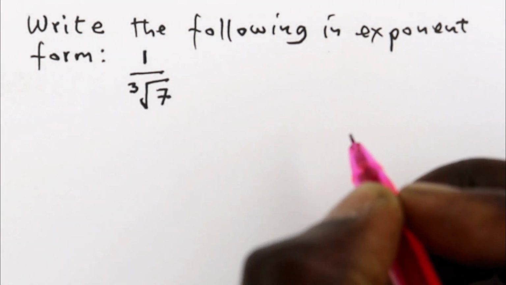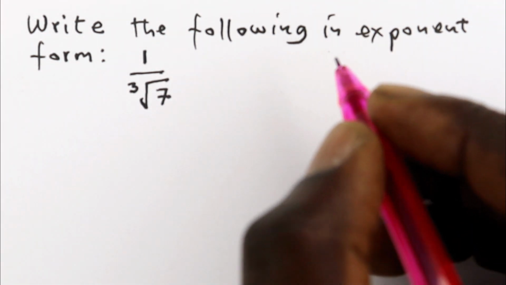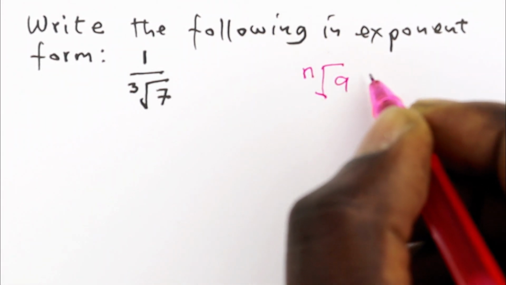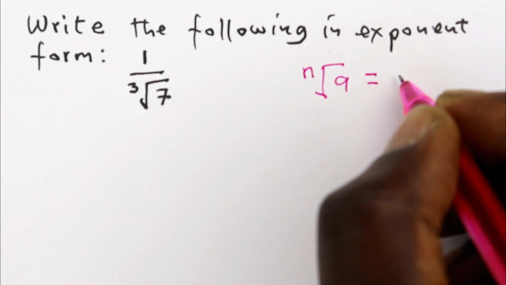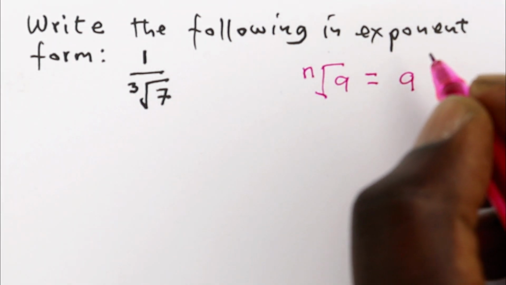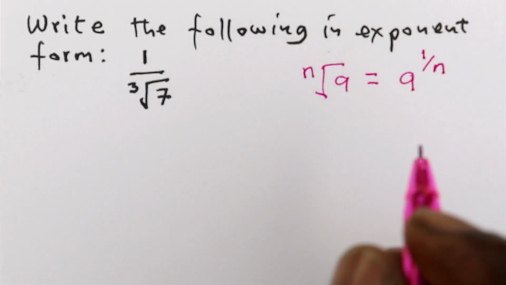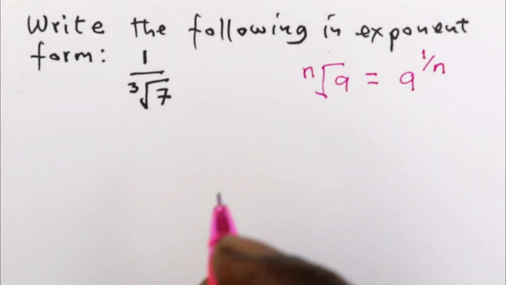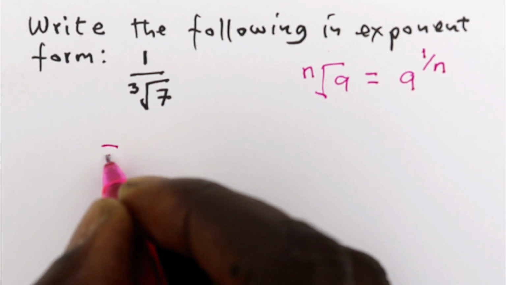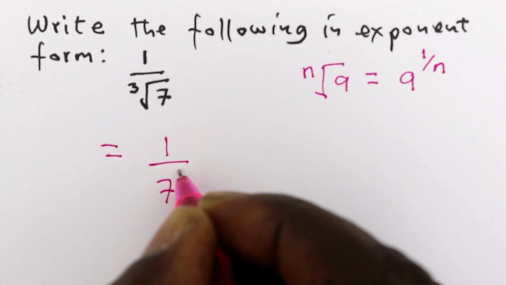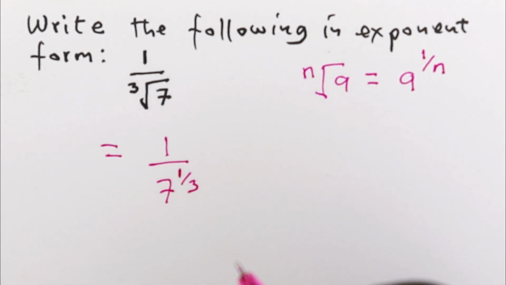So remember, according to the laws of indices, the nth root of a number a is the same as that number raised to power 1 over n. So let us apply that to write the denominator. So we're going to have this to be equal to 1 over 7 raised to the power a third.